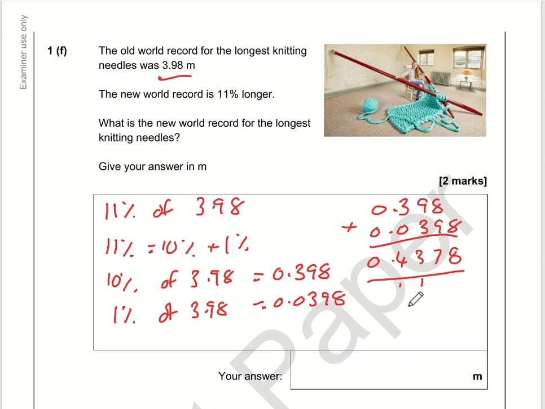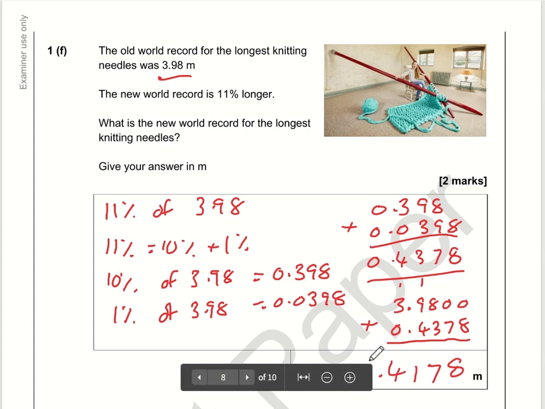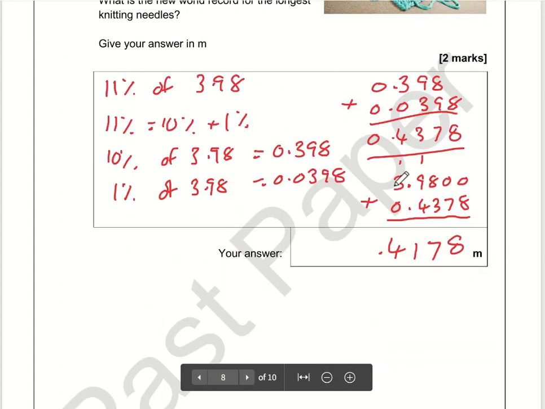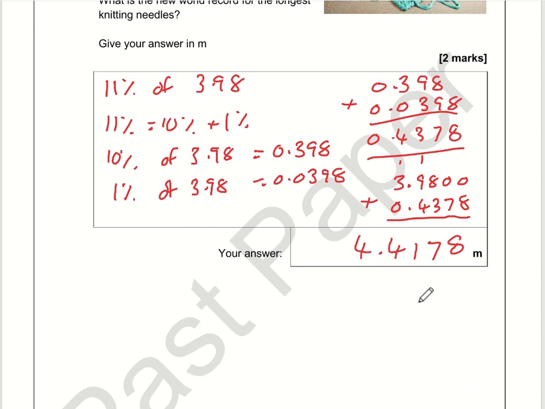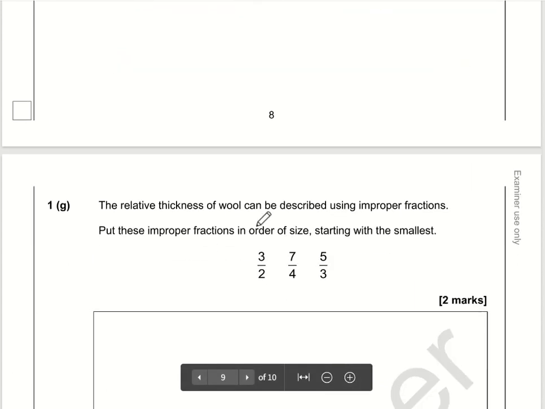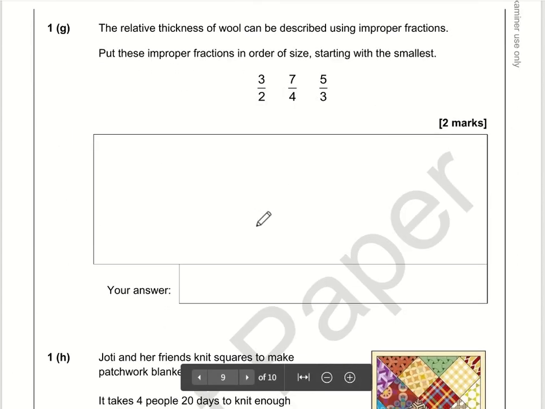So all I need to do now is add 3.98 and 0.4378. They don't give you a lot of space in these boxes here, so we can put in some zeros there and there if we like. 0 plus 8 is 8, 0 plus 7 is 7, 8 plus 3 is 11, carry the 1, 9 plus 4 plus 1 is 14, carry the 1, and 3 plus that 1 is 4. So the new world record is 4.4178 metres.